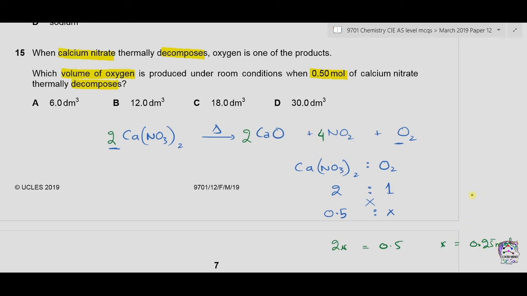Converting moles of oxygen into volume, we have the formula: volume in dm³ is equal to number of moles into 24 dm³. So it is 0.25 into 24, and the answer is 6 dm³. So A is the correct option.